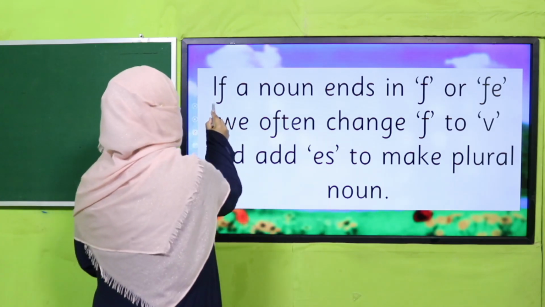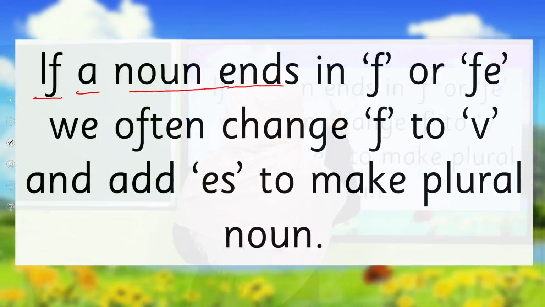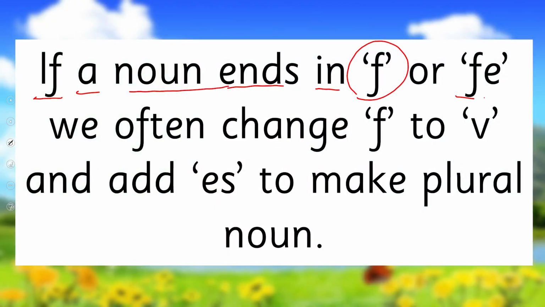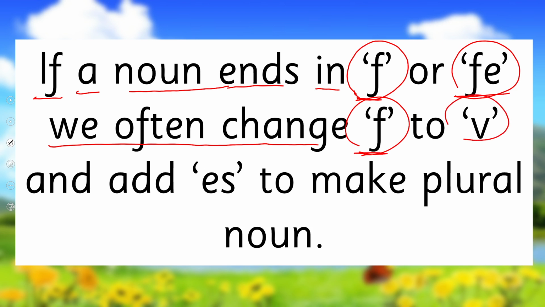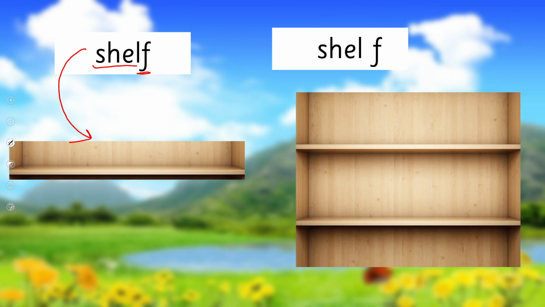And what is that? If a noun ends in F or FE, what does it mean? The last letter of the noun is F or FE, we often change F to V. Means we replace F with V and add ES to make plural noun. You got it? The example is here. This is shelf. Now you see this noun is ending on letter F. So it means it's a singular noun, it's referring to one shelf. And if there are more than one, it's plural.